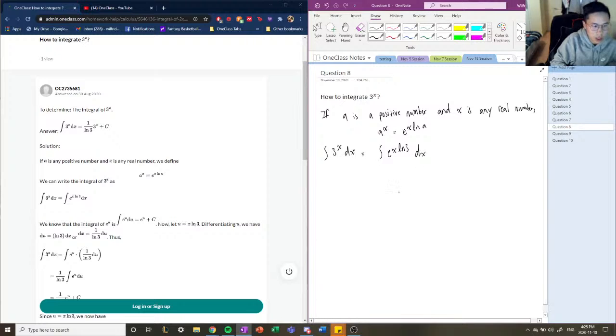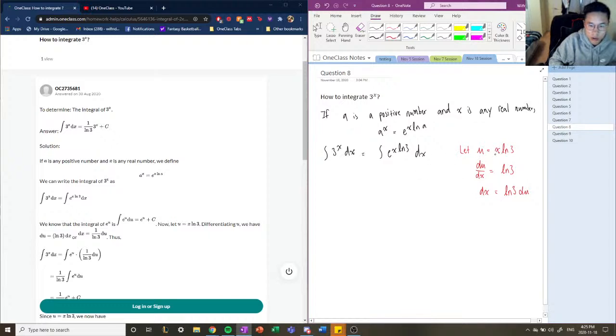dx. All right, so now we're going to use a substitution variable. We know that the integral of e to the u is just e to the u plus a constant. So let's say that we'll let u equal x ln 3, right? If we differentiate du over dx, what do we get? We get ln 3, okay? And if we isolate for dx, we get ln 3 du. Okay, cool.